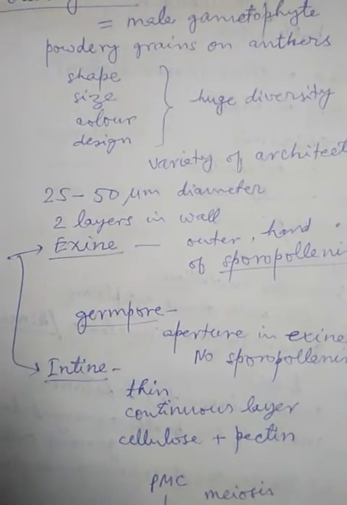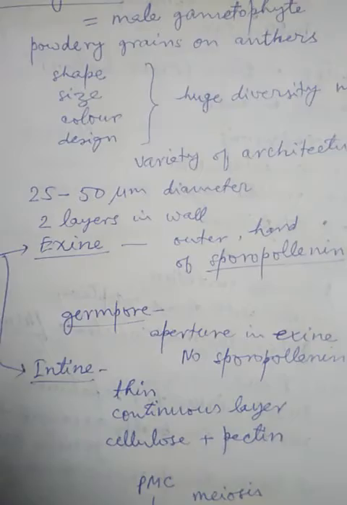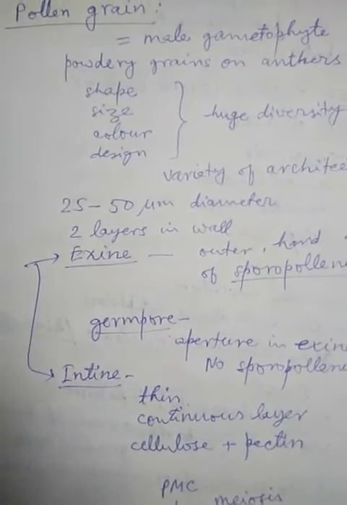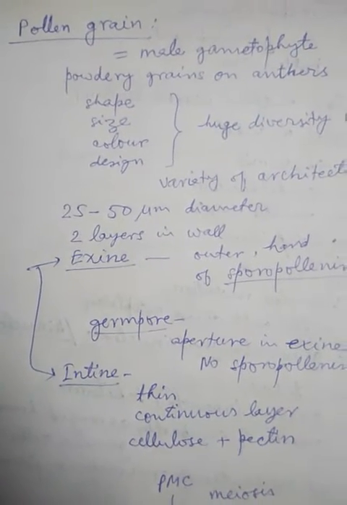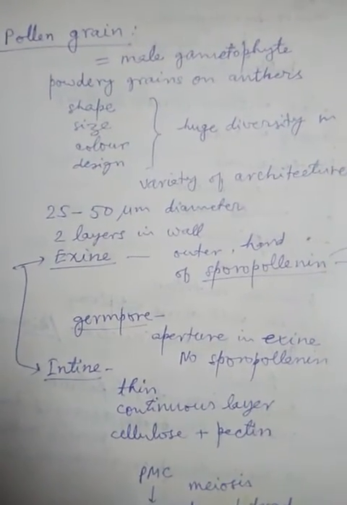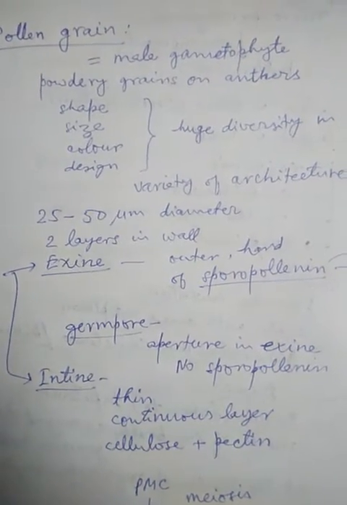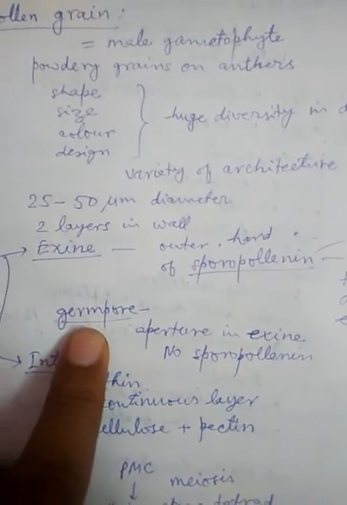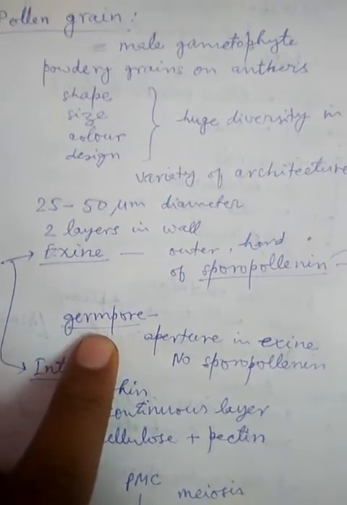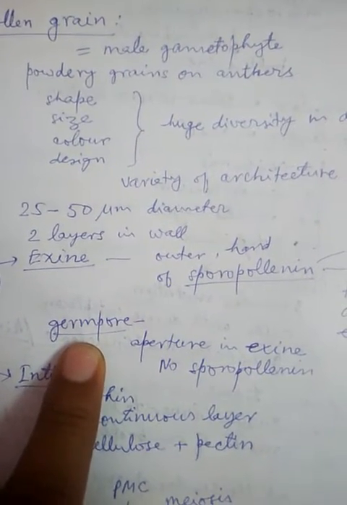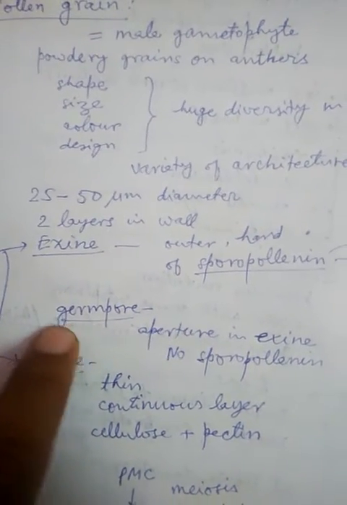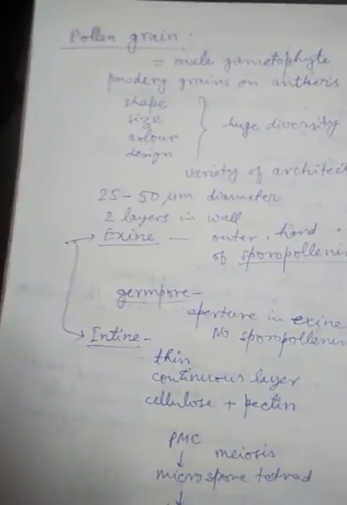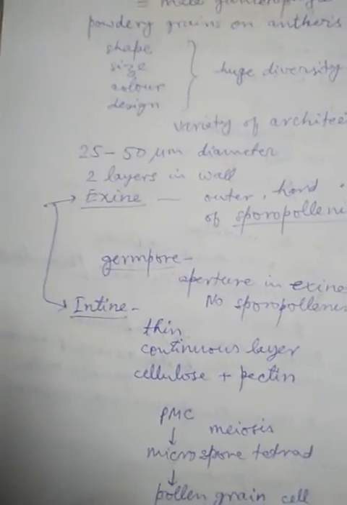So this exine is actually an outer covering, it is a hard covering, but at certain points in the pollen grain, there is a certain place where there will be a gap. This is called an aperture, and there will be no sporopollenin in that region, and that particular structure is called a germ pore. So when the pollen germination takes place, this region where the sporopollenin is absent allows the pollen tube to grow and to germinate.